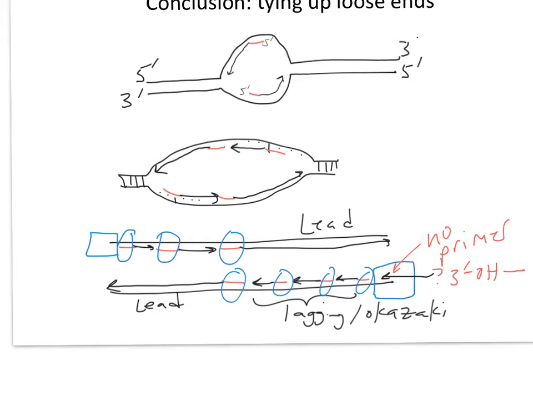So that's the second problem. We've got the end replication problem. We've got the fact that after synthesis just finishes, there's still some RNA left, which has to be replaced by DNA. And then what's the third problem? On those strands that were newly synthesized, how many pieces of DNA are there? How many have we drawn here?